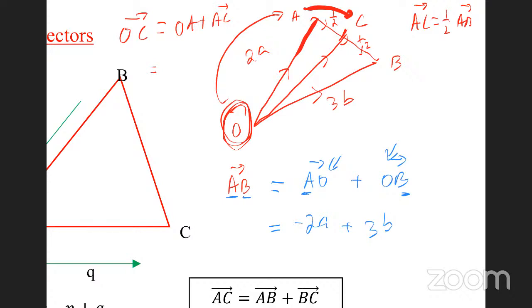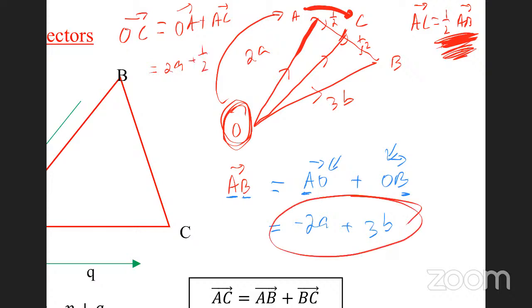Do I know what OA is? Yes. OA is already 2A. And AC is what? AC is a half of AB. AB is minus 2A plus 3B. And you work it out after that. Are you okay with that? So whenever you have to find an alternate vector, the rule I want you to remember is find the alternate path along the triangle from where you start to where you finish. Okay? First letter to the last letter. All right?